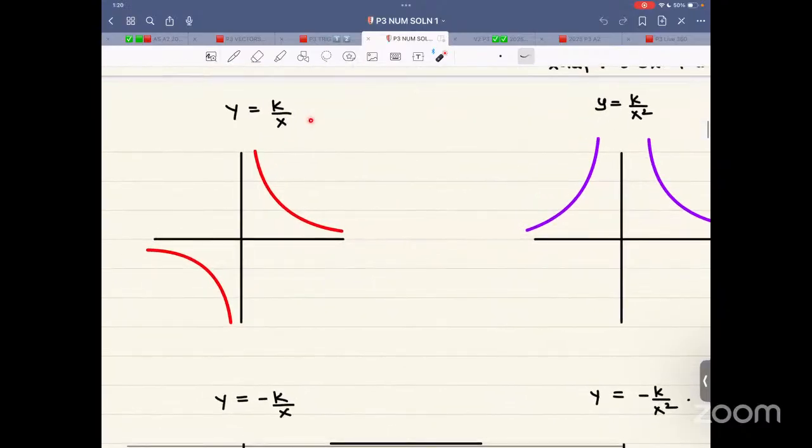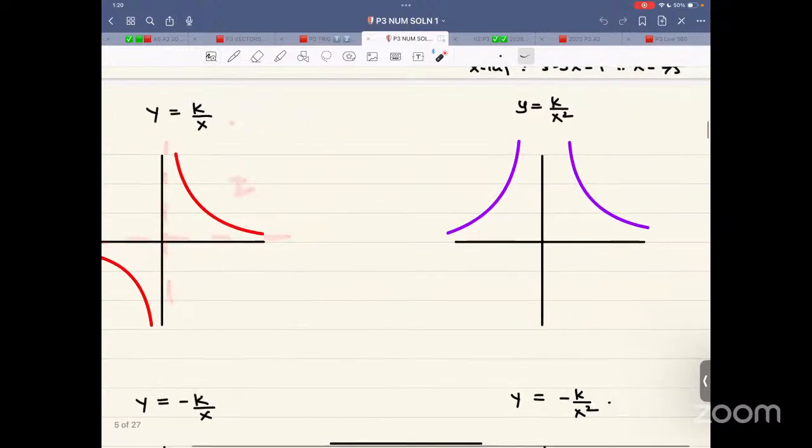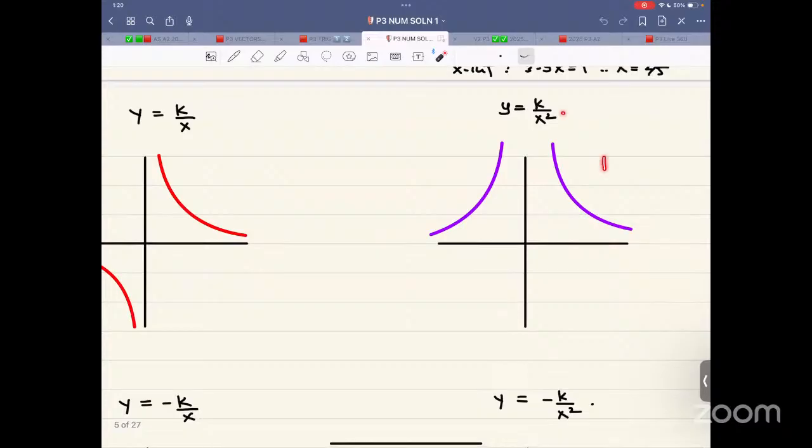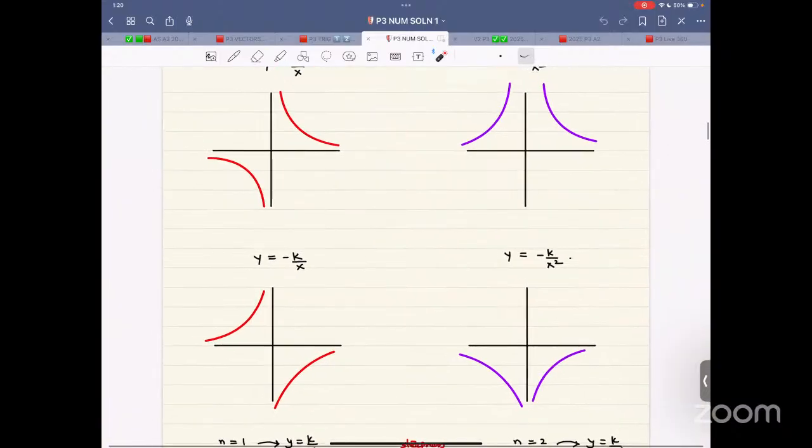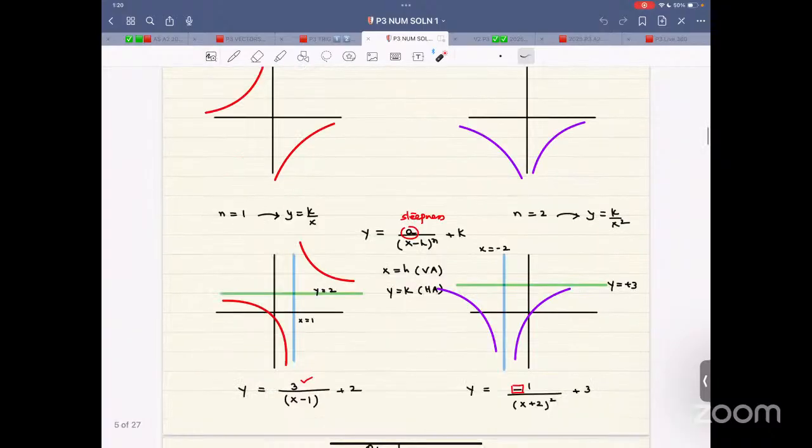Reciprocal graphs, y is equal to k over x, first quadrant, third quadrant, there is a horizontal asymptote, there is a vertical asymptote. Y is equal to k over x squared, first quadrant, second quadrant, horizontal asymptote, vertical asymptote, there are no intercepts. Minus on the outside, reflection in x-axis.